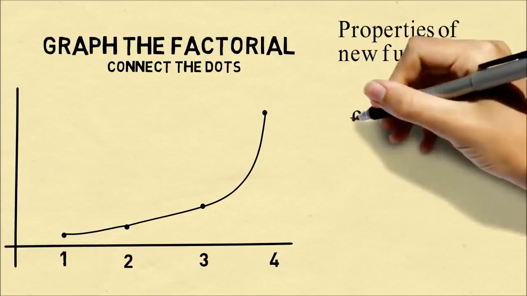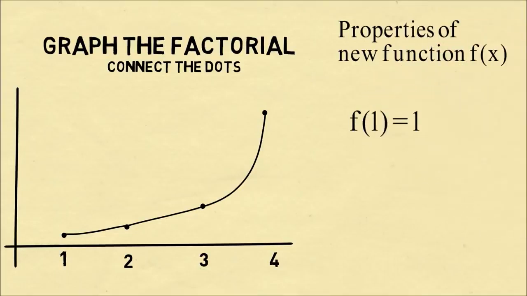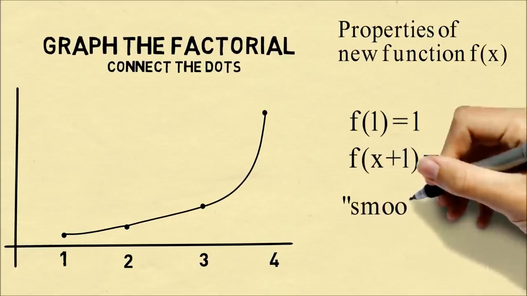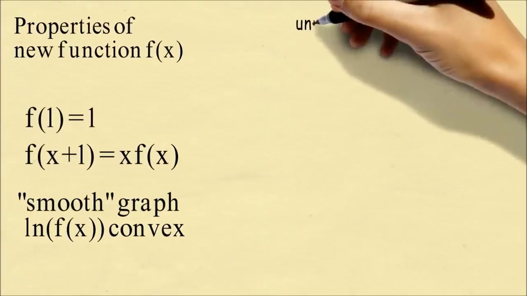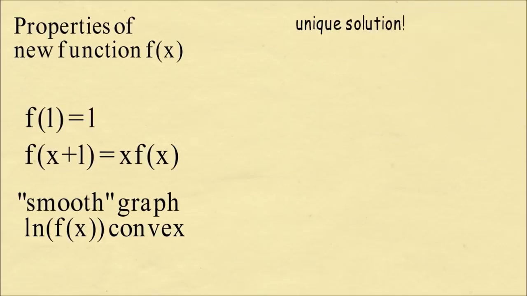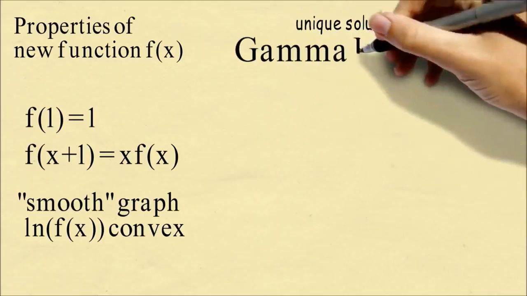So we want to come up with a factorial function, and we want the factorial of 1 to be equal to 1, so it matches with the fact that 1 factorial is 1. We also want f of x plus 1 to equal x times f of x. This allows us to say that each new number is the product of the ones before it. A final property is we want the graph to be smooth. And one way we can do that is we could say that the log of f of x needs to be convex. I won't get into the details, but the reason we have this is if you have these conditions, there's actually a unique solution. There's one function, the gamma function, that satisfies these 3 conditions.